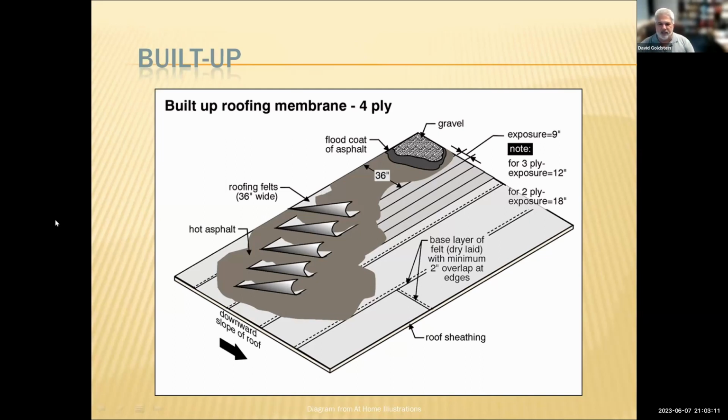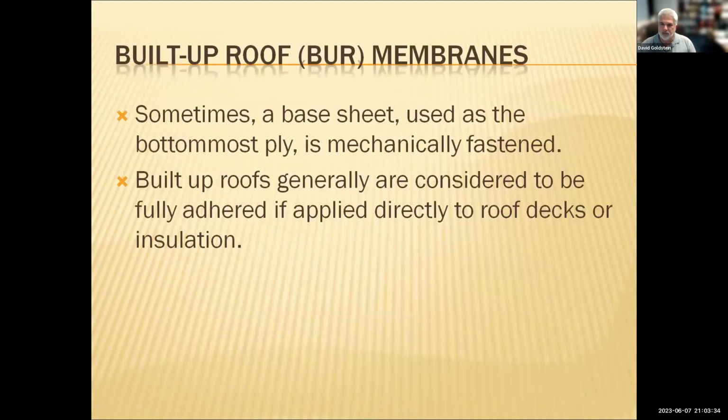So when they put it on, it's almost like a base layer of felt that's going on there, sort of like tar paper, with hot asphalt going over top of that. And then they do a flood coat of the asphalt. And while that's being put on and it's still warm, they put gravel on top of that. Some of these have a base sheet. That's the bottommost layer, typically mechanically fastened.